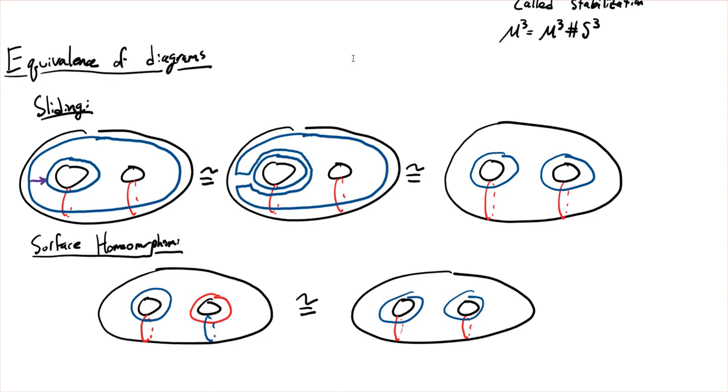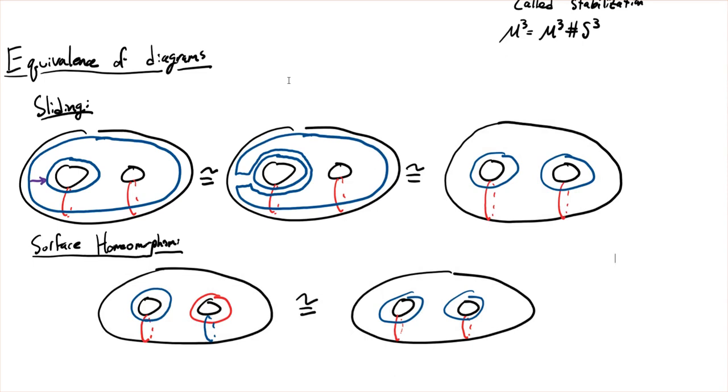This operation doesn't change the number of curves, and actually this corresponds to an isotopy of a disk in the three-manifold. So this actually does have a topological meaning. And also you can just isotope the curves, so that's allowed as well. And lastly, we allow any surface homeomorphism of your choice.